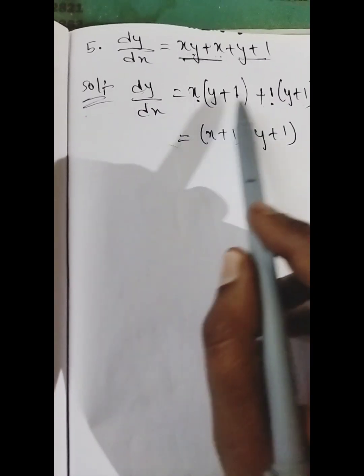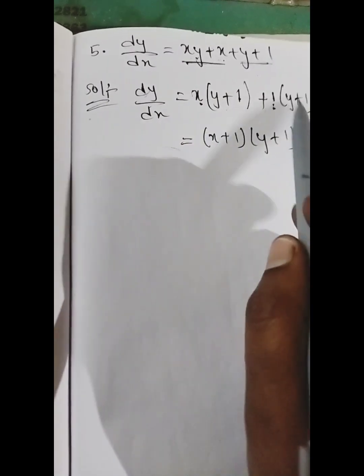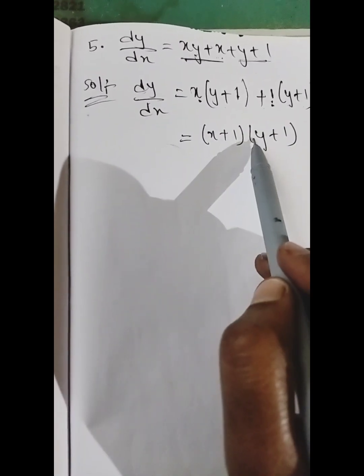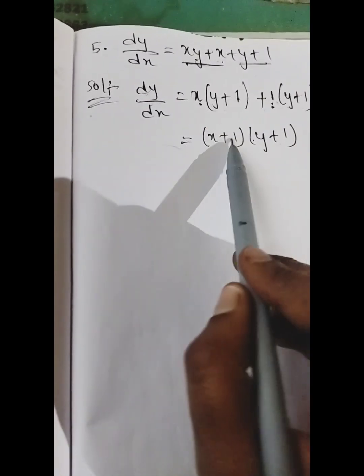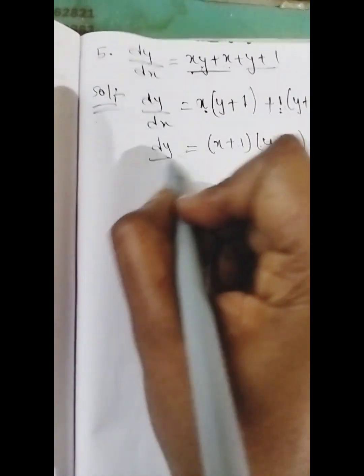So here x plus 1, y plus 1 is common in both the terms. So we can write y plus 1 as one term, and x is a common thing here, y is a common thing. So x plus 1 you can write in one bracket. So now our sorting is finished.